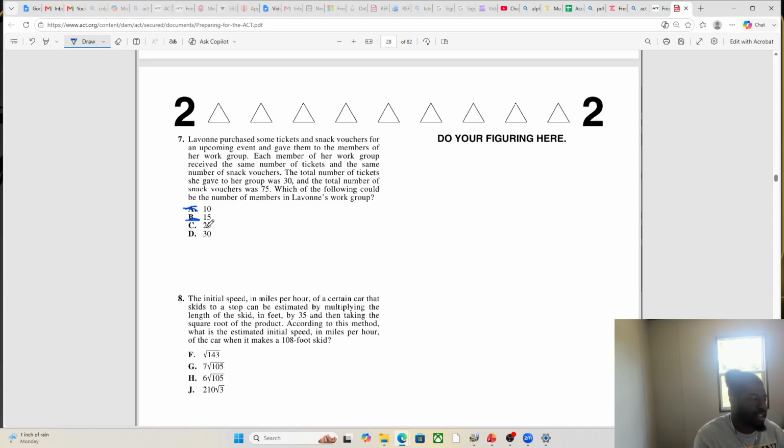Just for the students watching, let's say we haven't gotten to 15 yet. So let's check the rest of our answers. 30 divided by 25 does not give you a whole number. 75 divided by 25 is 3, but it has to work for both of them. 30 goes into 30 for sure, and 30 does not go into 75 evenly. Okay.